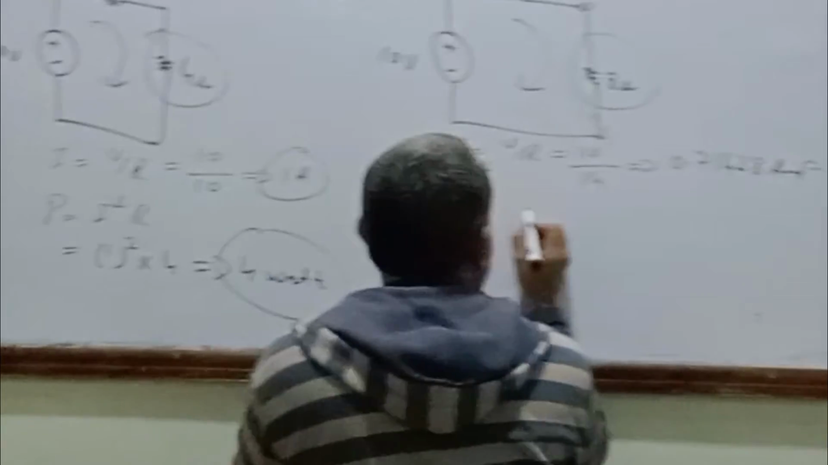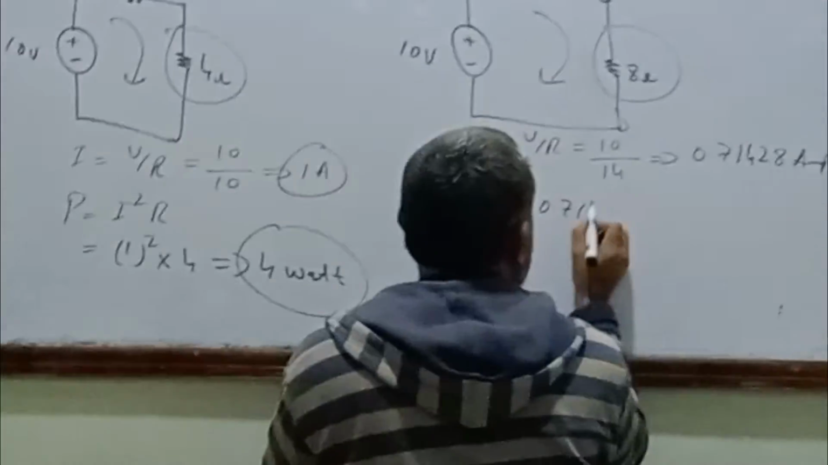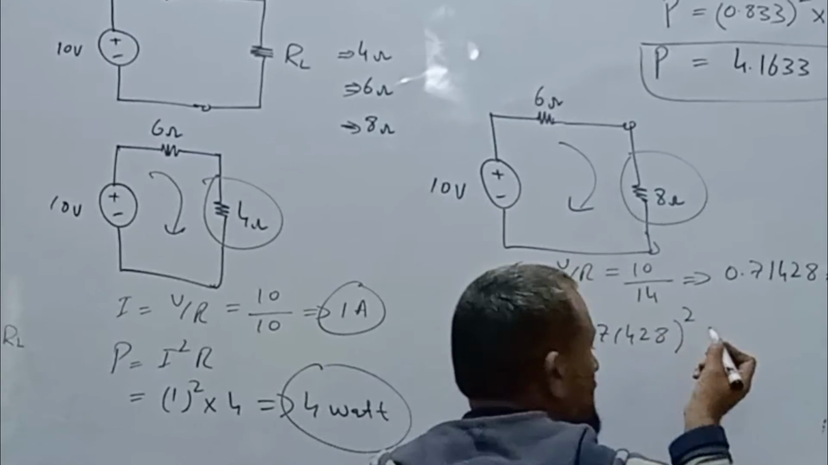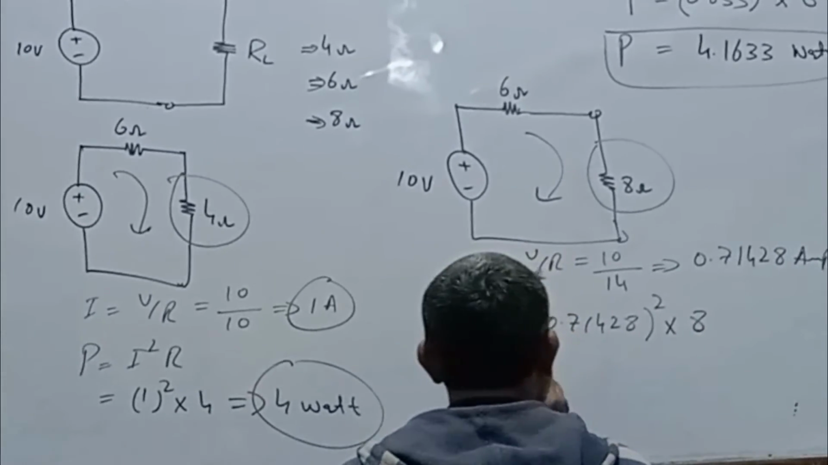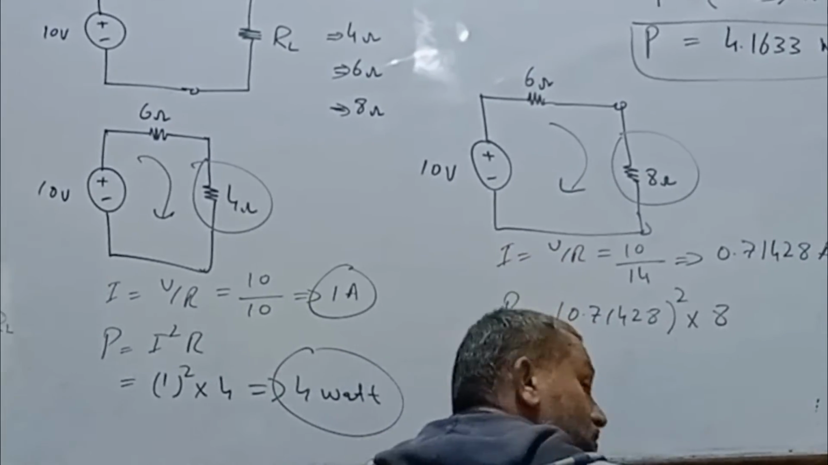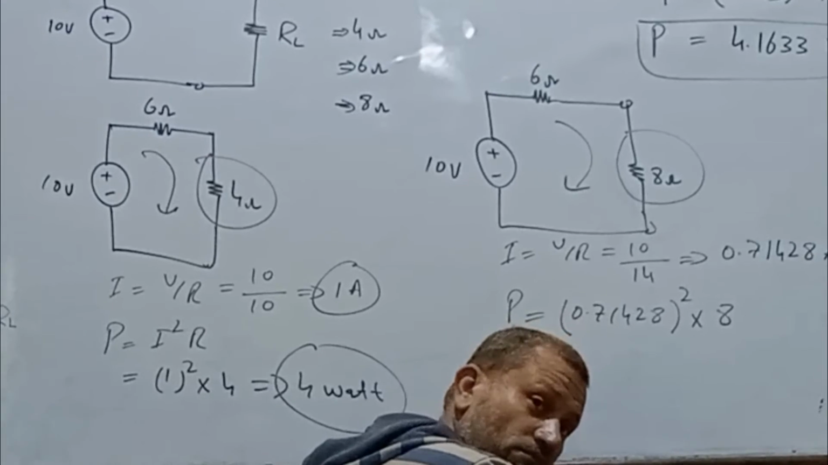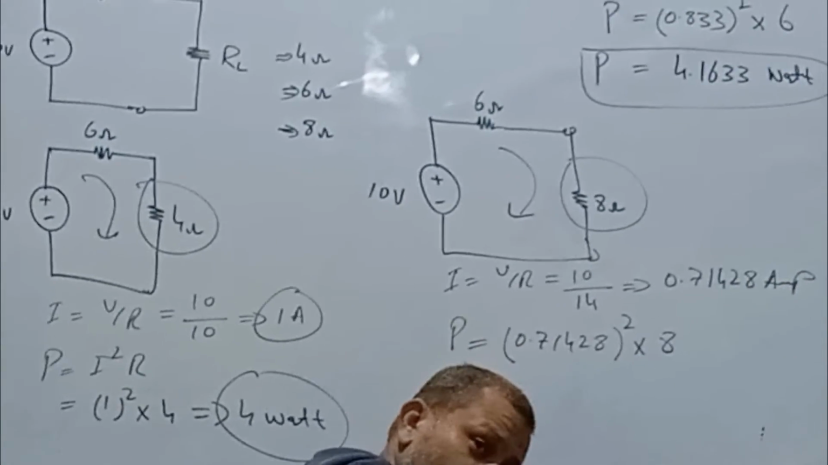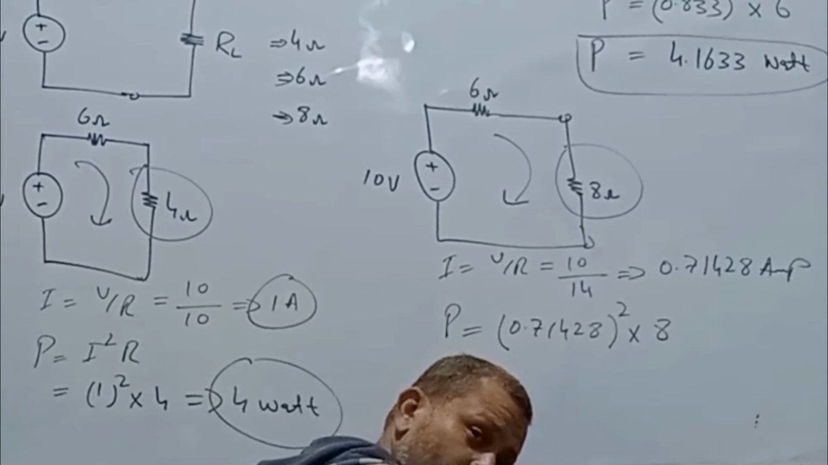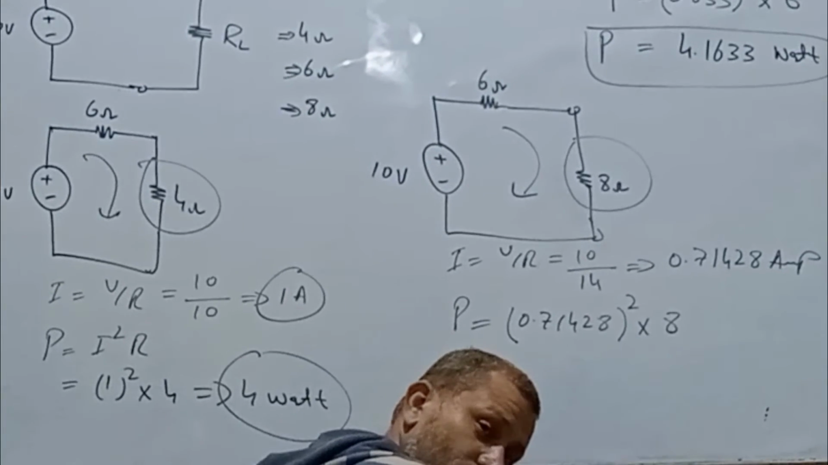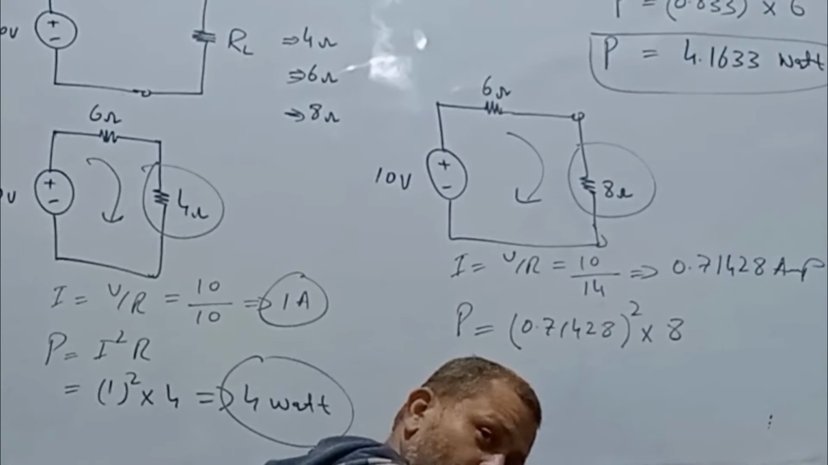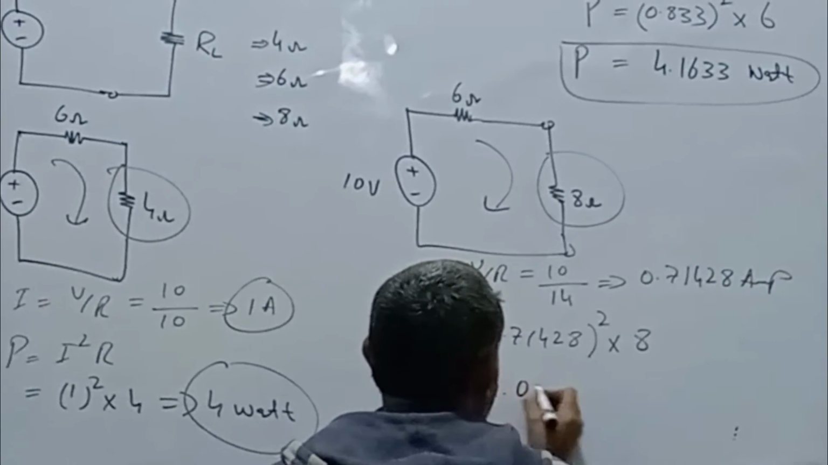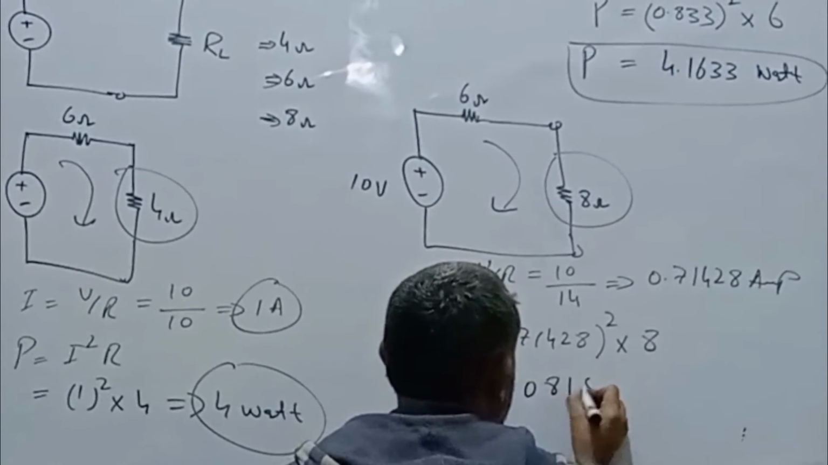P is equal to 0.7142 squared, that is I square R, into 8. How much is this one? 4.0815 watt.